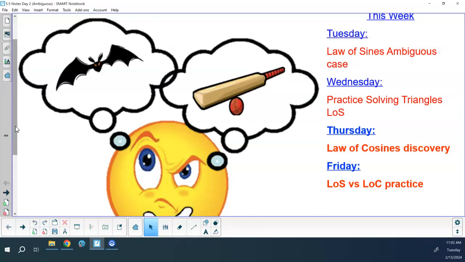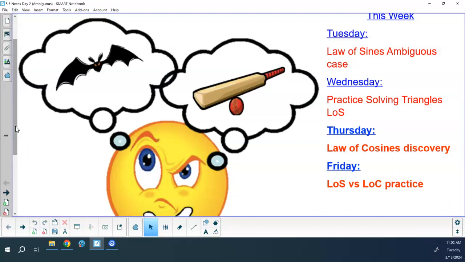So that was sum and difference of angles, to 5-4, which was double and half angles, to 5-5, which is law of sines, and wrapping up with 5-6, which is law of cosines. So you've got 4 different topics on this test on the 27th of February.